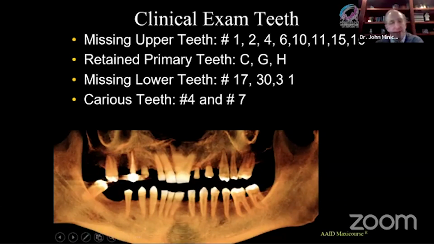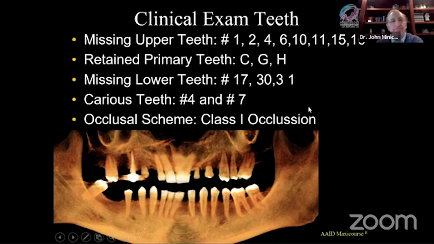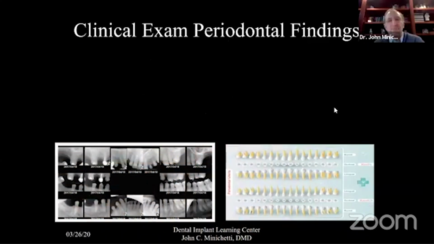She does have some caries underneath the crown on tooth number 4, and she's got some minor caries on tooth number 7. Her occlusal scheme, she is a class 1 occlusion.